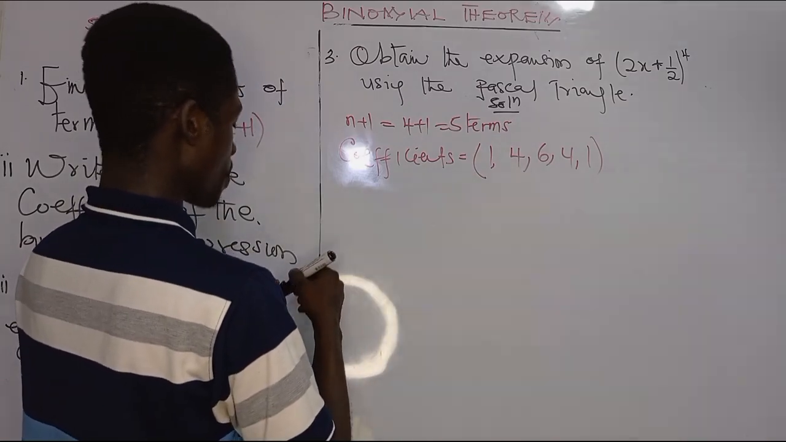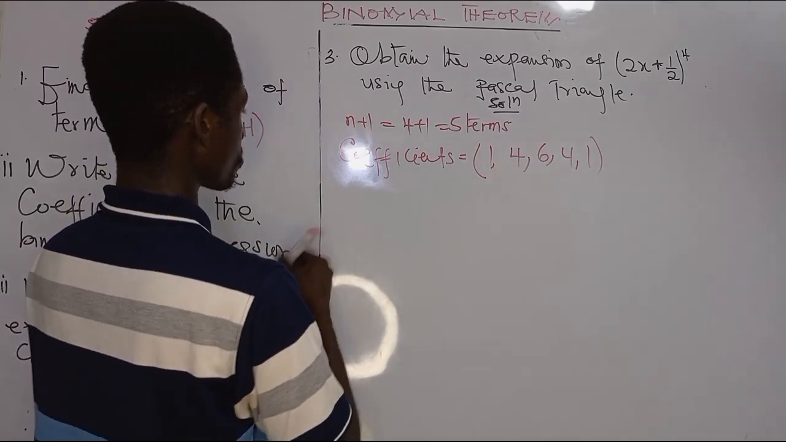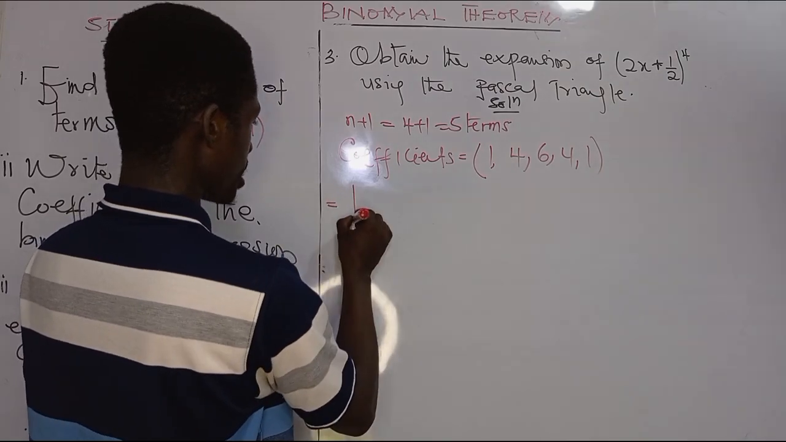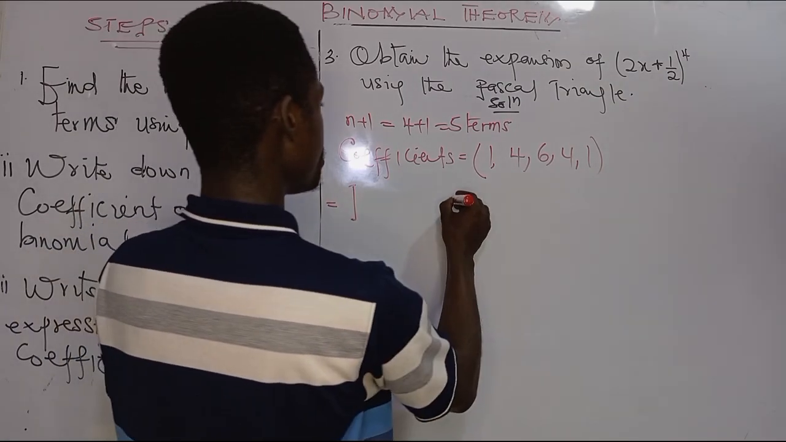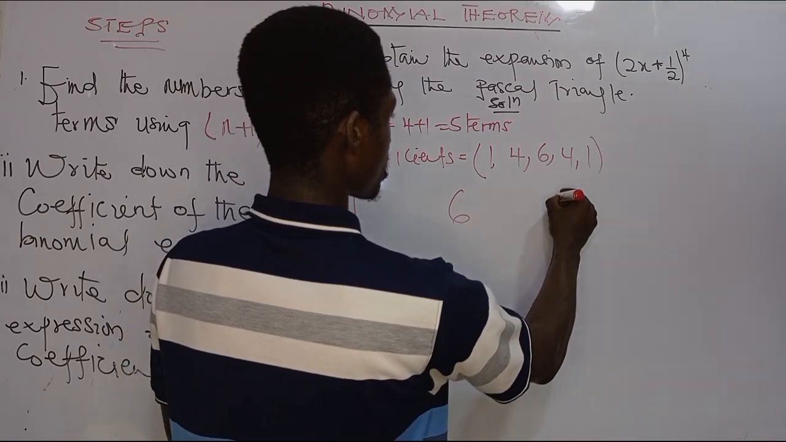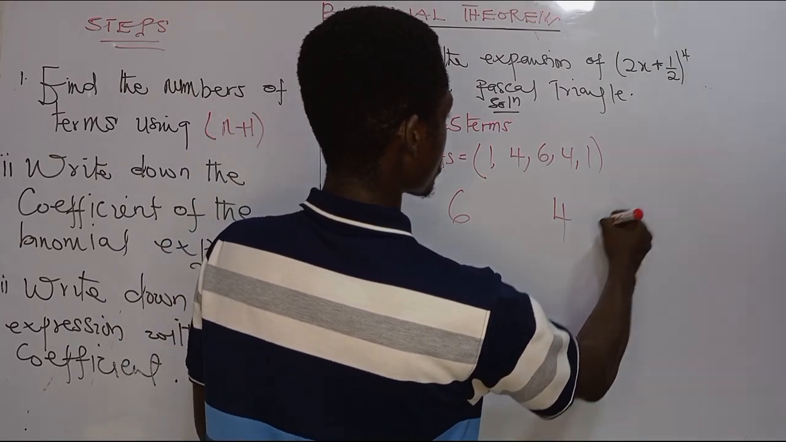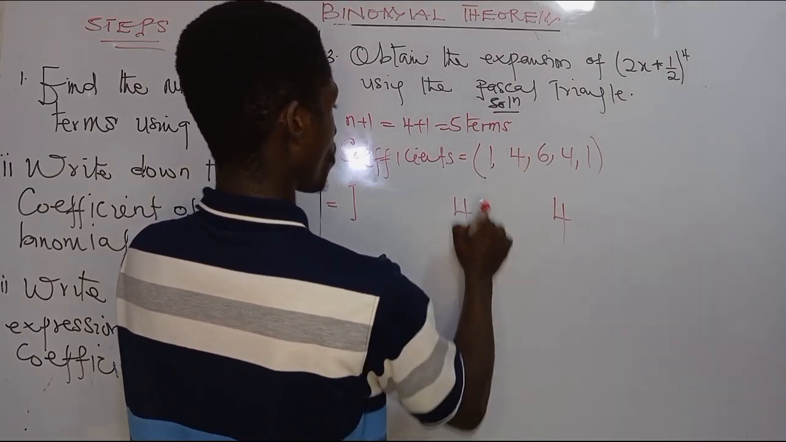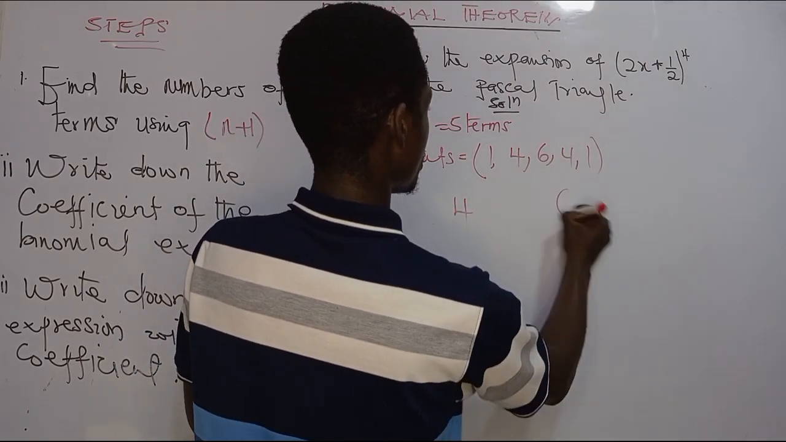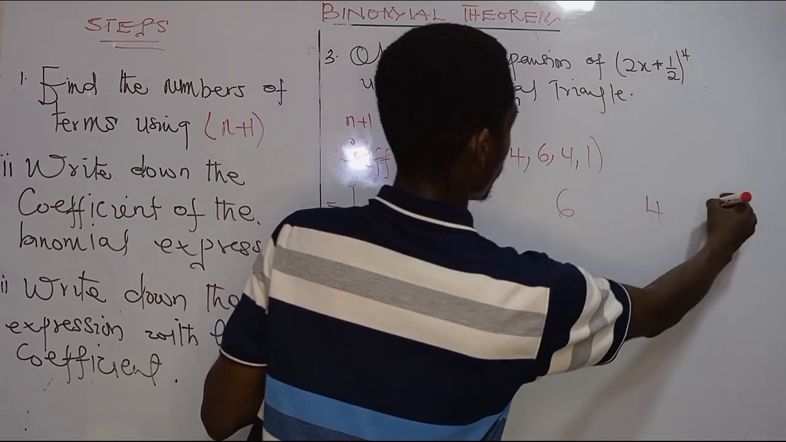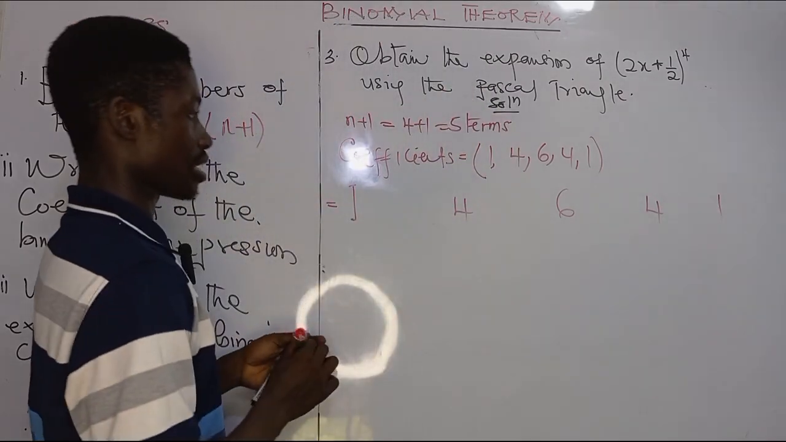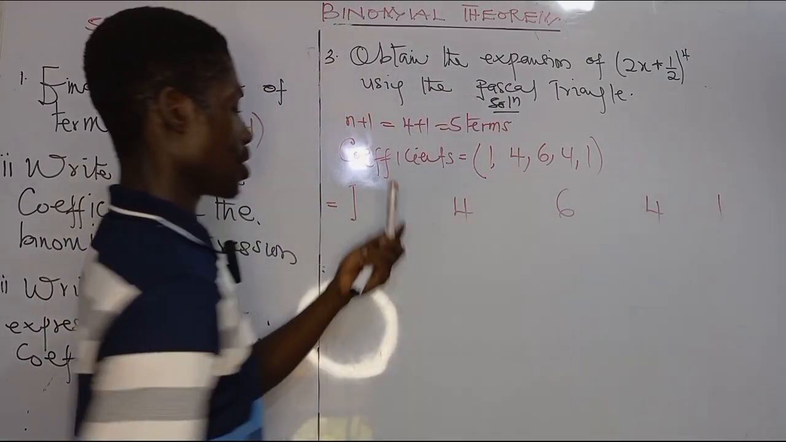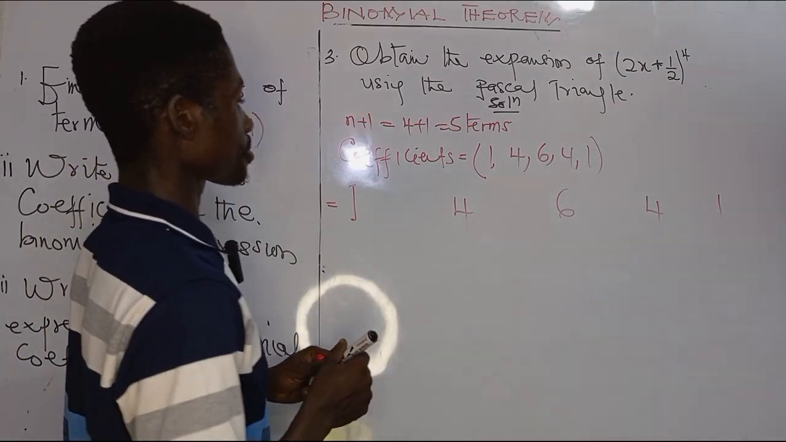So we are going to have 1, we leave a space, 4, we leave a space, 6, we leave a space, 4, we leave a space, and then 1. And after that, we fill each space with the expressions.